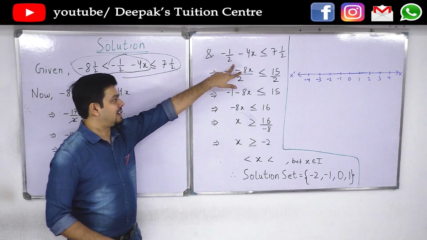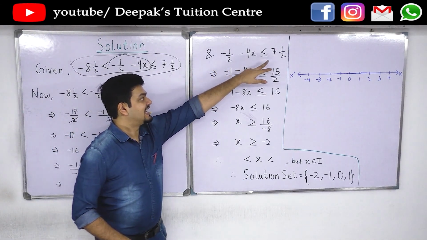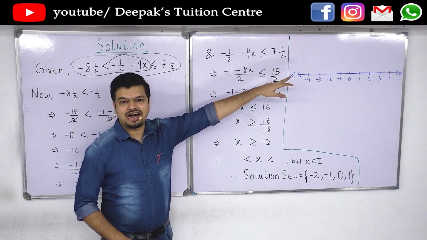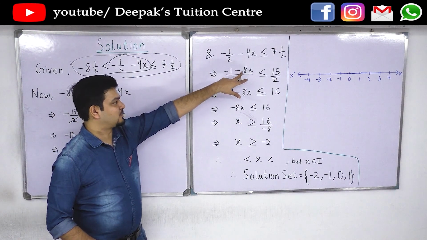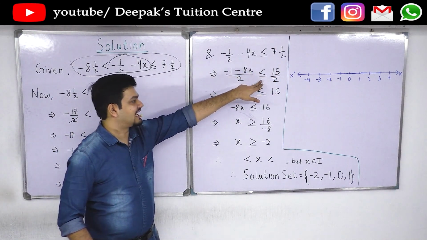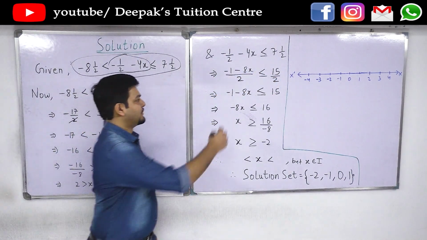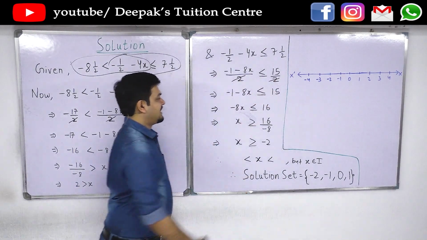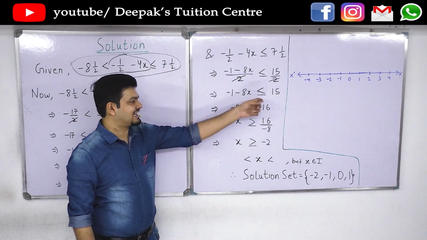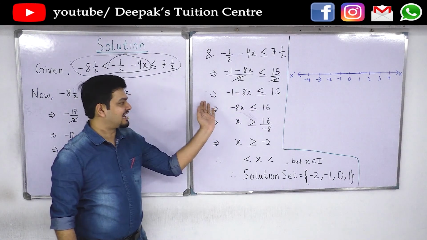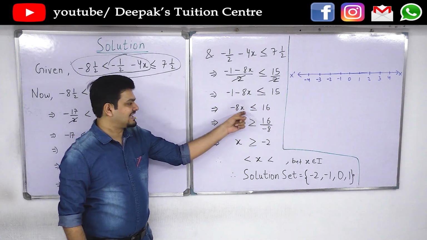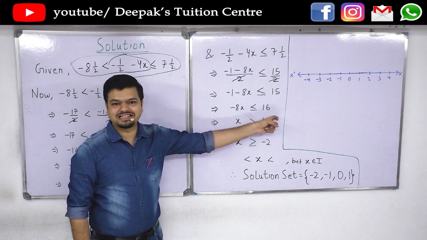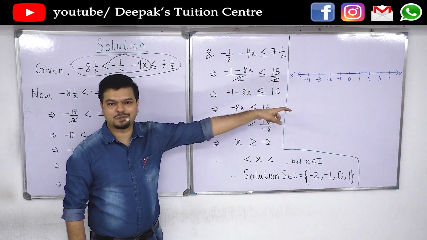So minus 1 by 2 minus 4x is less than or equal to 7.5. So we take an LCM on the left side. It's minus 1 minus 8x is less than or equal to 15 by 2. We cancel the 2's off. We get minus 1 minus 8x is less than or equal to 15. We'll transpose the minus 1 from the left side to the right side. We get minus 8x is less than minus 16 because 15 plus 1.